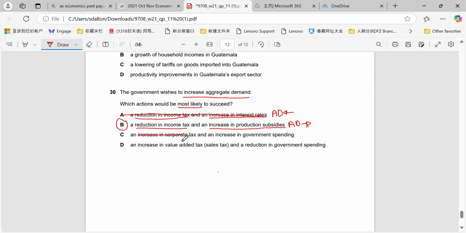Increasing corporation tax is contractionary fiscal, so that wouldn't work. And increasing sales tax or indirect taxes would do the same. It would decrease consumer expenditure, so both of them would move AD to the left and would therefore not help to increase AD.